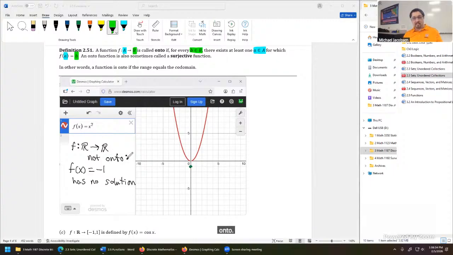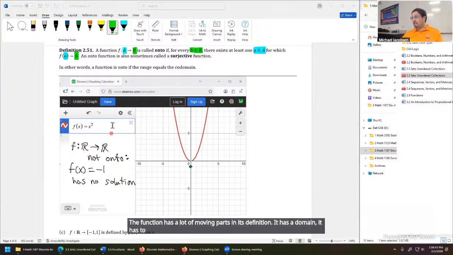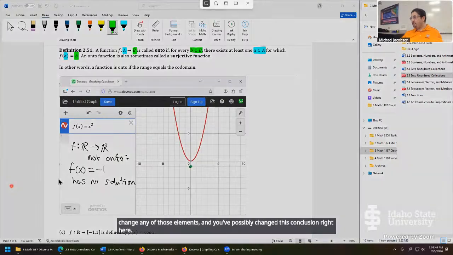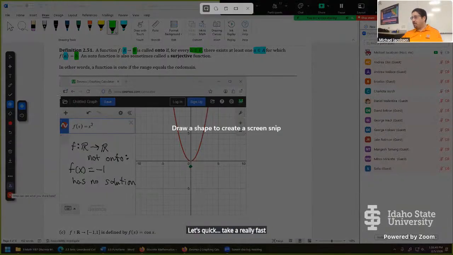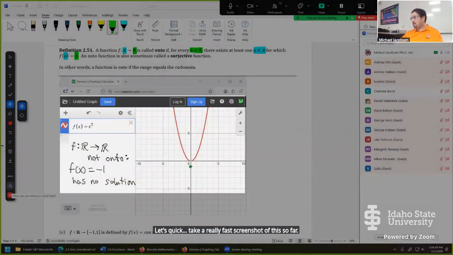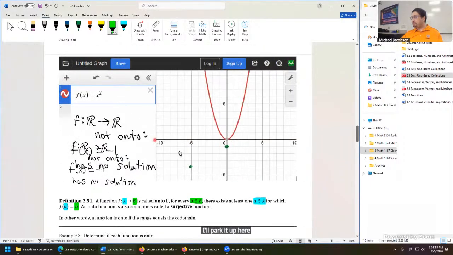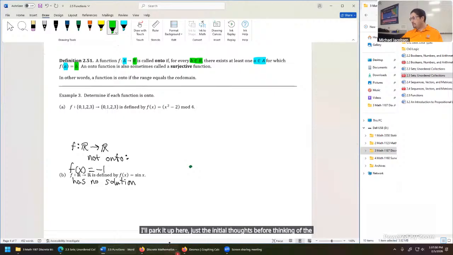But if you change the landscape of how you define this function, a function has a lot of moving parts in its definition. It has a domain, it has to have a codomain, it has to have a way of defining it. Change any of those elements, and you've possibly changed this conclusion right here. So let's take a really fast screenshot of this so far. I'll park it up here, just the initial thoughts before thinking of the definition.